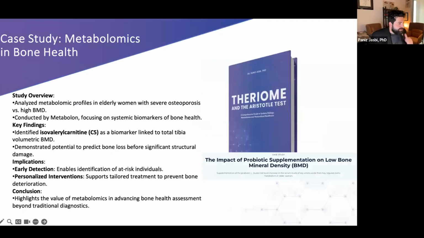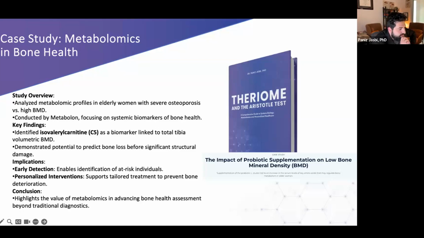So we don't currently have our own case studies, right? We don't. We haven't even tested anybody with this domain, but there is a noteworthy example from Metabolon, who does a lot of research-grade testing in this space as well. And that demonstrates the potential of metabolomics in advancing, again, bone health diagnostics. So really, Metabolon conducted a research study, and it compared the metabolomic profiles of elderly women with severe osteoporosis and elderly women with high bone mineral density, right? And their goal was to identify biomarkers indicative of bone health and fragility.